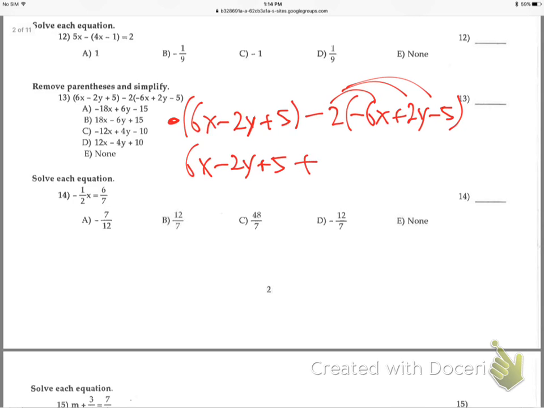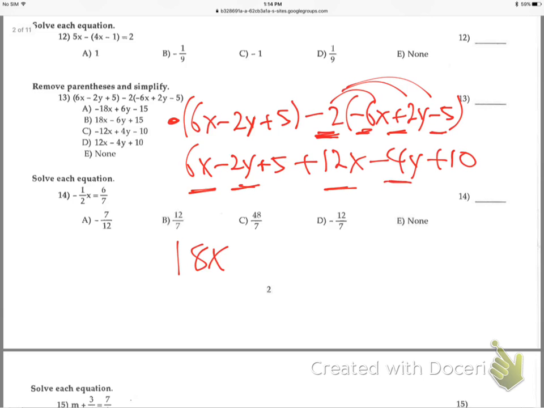So what do we got? Plus 12x, negative times negative. And then negative times positive, minus 4y. And then negative times negative, plus 10. We okay there? Then gather like terms, right? 6x and 12x is 18x. Minus 2y minus 4y is minus 6y. 5 and 10, 15, done. Was that 13B? Yeah. Good on that one.